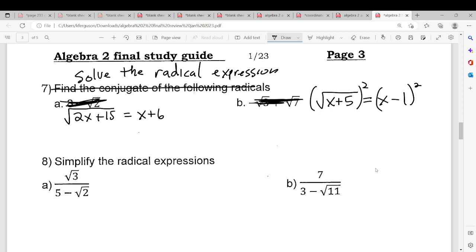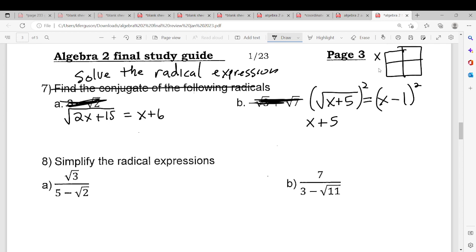Okay, so now I've got this, right? The square root and the square cancel each other out. So the left side of my equation is just x plus 5. But the right side is x minus 1 to the second power. So you either need to do FOIL or you need to do the box method to get that. I don't know which one you're more familiar with. Let's do the box real quick.